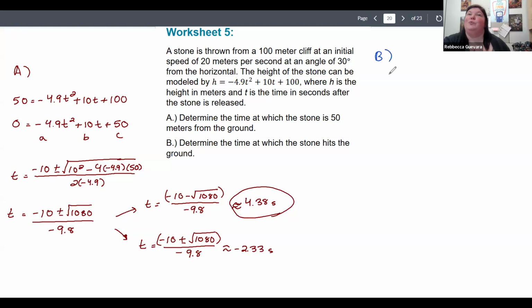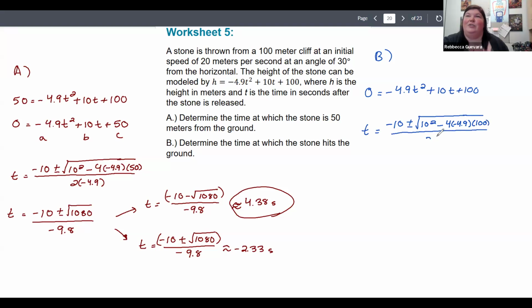So B is going to be a lot quicker because we want to know when the stone hits the ground. So 0 equals negative 4.9 t squared plus 10t plus 100. That means t would have to be negative 10 plus or minus the square root of 10 squared minus 4 times negative 4.9 times 100, divided by 2 times negative 4.9.